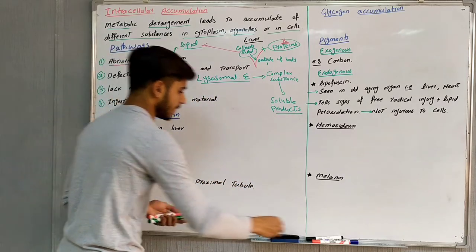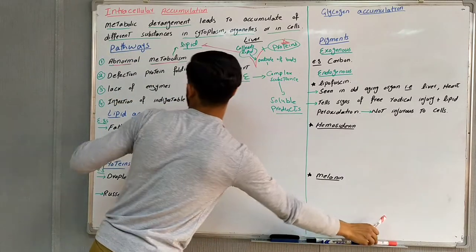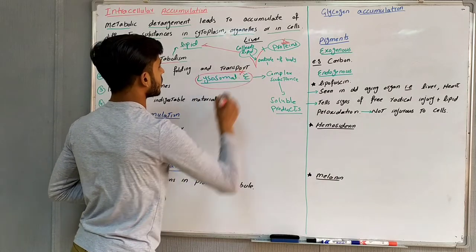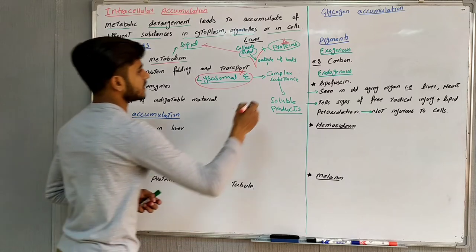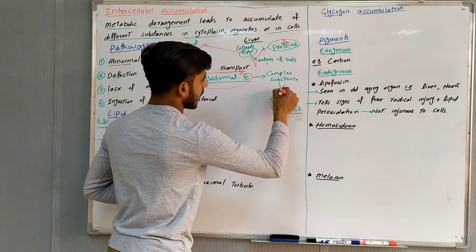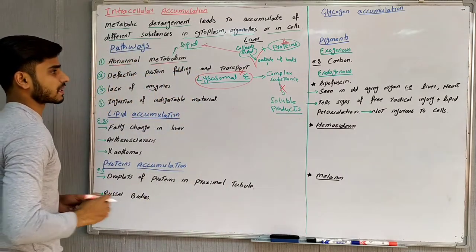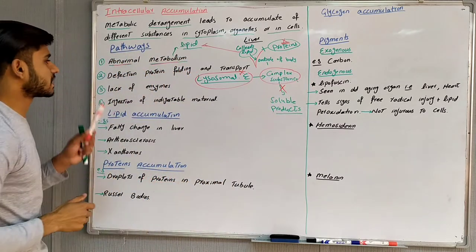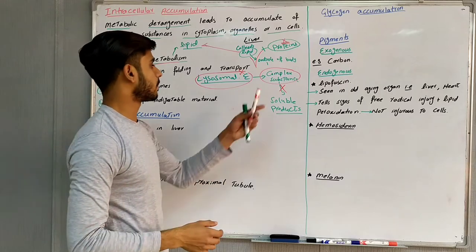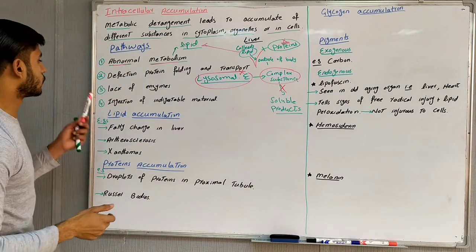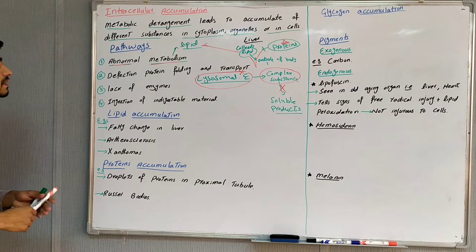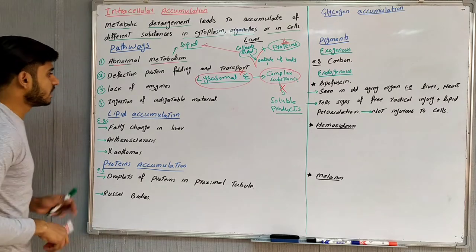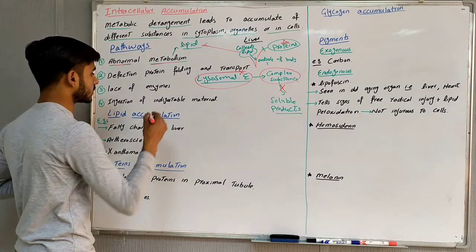This is a normal case, but in case of lack of enzymes, if this lysosomal enzyme is absent, complex substances will not change into soluble products. So these complex substances will be accumulated inside the cell. So lack of enzymes also causes accumulation of complex substances inside the cell. This is the third way by which intracellular accumulation may occur. The fourth one is the ingestion of indigestible material. That's important.